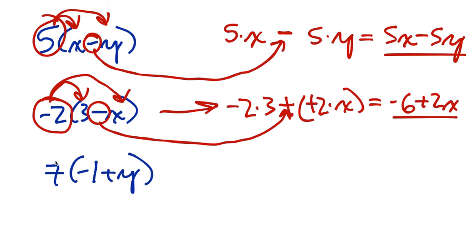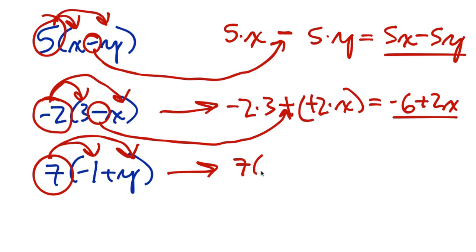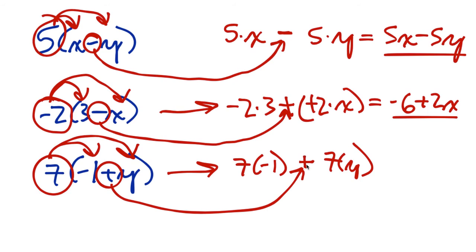Now, last example, we have a 7 in front of this negative 1 plus y expression here. So again, the 7 is going to multiply by both these two terms. This is going to become 7 times negative 1 and then 7 times y. And again, we keep the operation symbol in the middle, just as it was there. It's going to be a plus sign. So 7 times negative 1 is negative 7, and then 7 times y is 7y. We still keep that plus sign there.